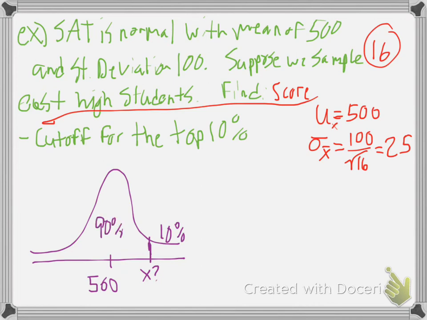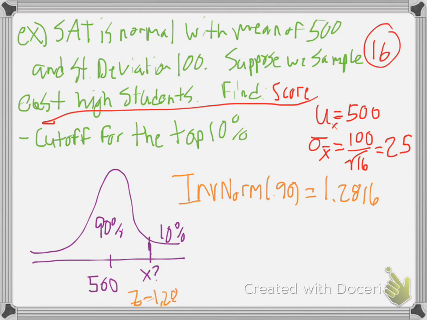Okay, so if we know the areas, this is where we use inverse norm first. So we do inverse norm of the left area, which is 0.90, not 0.10. Inverse norm of 0.90. Plug that in, and we get 1.2816. Now we know the z-score for this observation. The z is 1.2816.